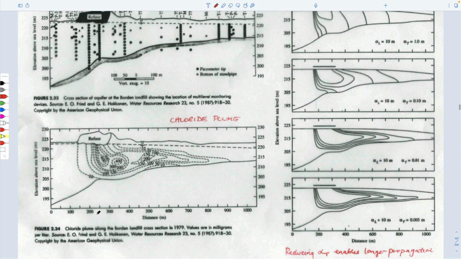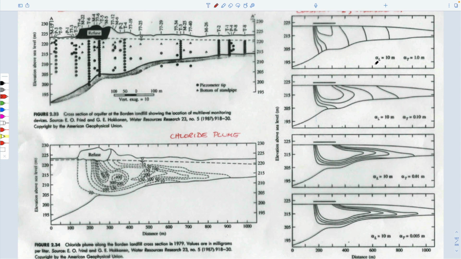And these are just results from FEFLOW that show that for a cross-section through a landfill, you could have chloride concentrations, which is a conservative tracer, being advected downstream. And the form of this plume is strongly controlled by the magnitude of lateral dispersion that you get. So this is longitudinal, this is transverse dispersion. So 10 meters, 0.1 meter, 0.01 meters. I guess this is 1 meter, not 10 meters.